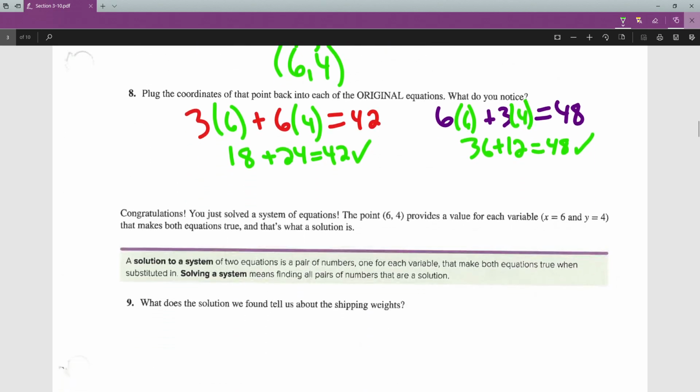Number 9 says, what does this solution tell us we found? Well, what we just found is that mugs weigh how much? 6 ounces. And how much does each packet weigh? 4 ounces.